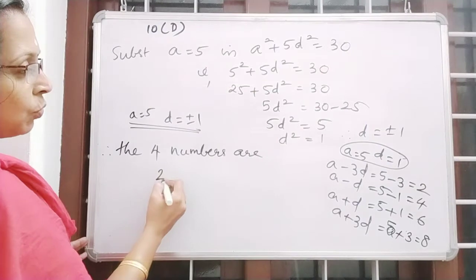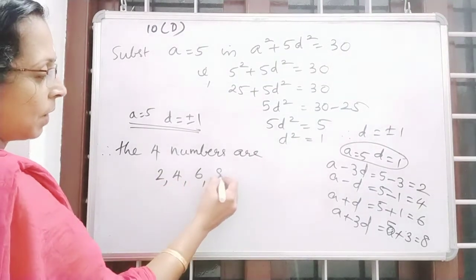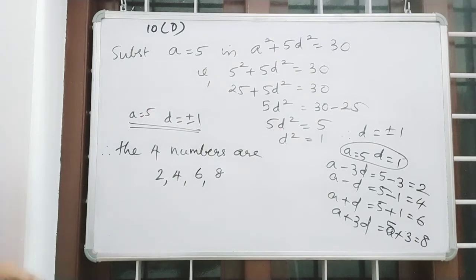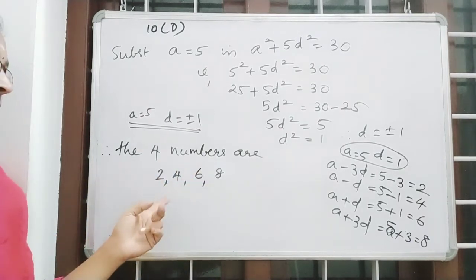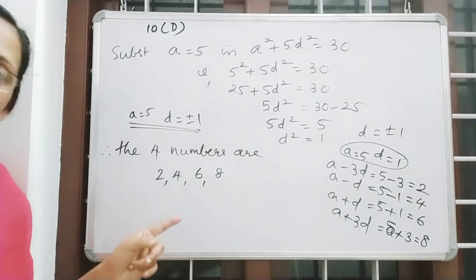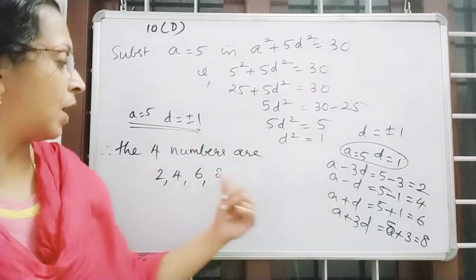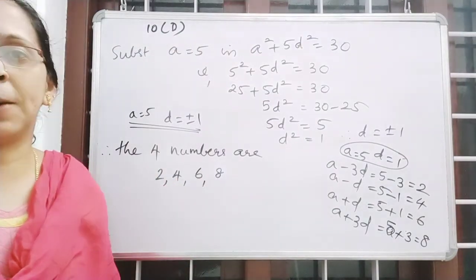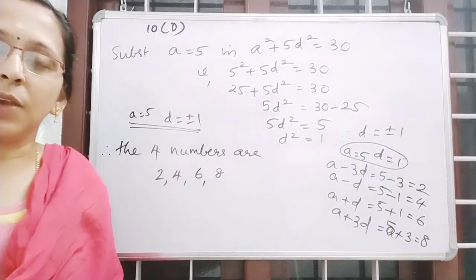2, 4, 6, 8. You have to do d is equal to negative 1 also. Then after that you write the four numbers are. You will get it in descending order, no? If we put d is equal to negative 1, you will get 8, 6, 4 and 2. Therefore you should write both, okay?